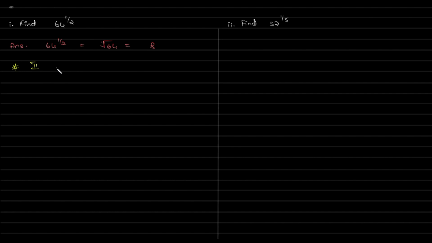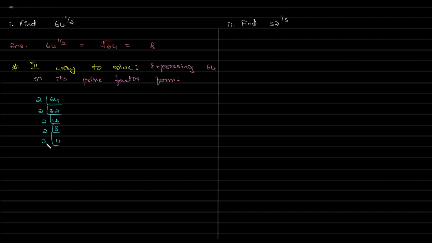The second way to go about doing this is by expressing 64 in its prime factor form. So what does it mean? This. So 32, 16, 8, 4 and 2. So basically I can write 64 as 2 to the power of 1, 2, 3, 4, 5, 6.